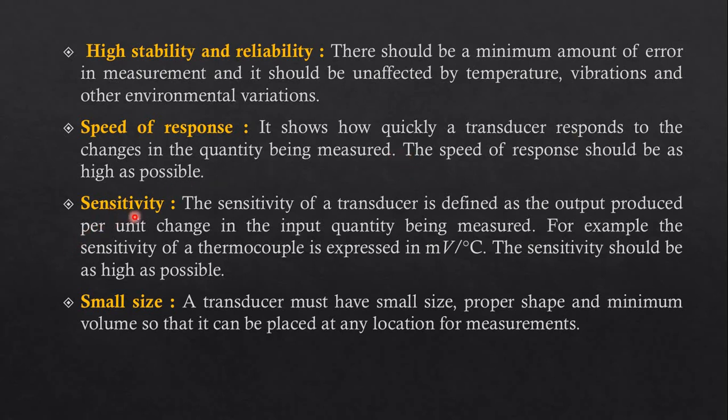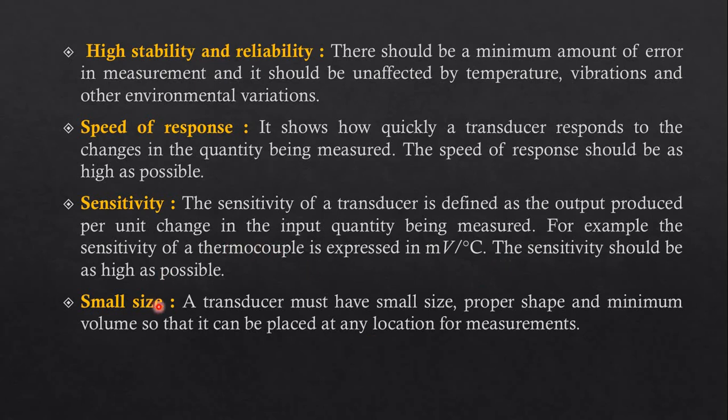Then after sensitivity, the sensitivity of a transducer is defined as the output produced per unit change in the input quantity being measured. So what is the minimum value that our transducer can sense? That is called sensitivity. For example, the sensitivity of a thermocouple is expressed in millivolt per degree Celsius. So if we change our temperature in a very small range, it is going to show us in millivolt changes. The sensitivity should be as high as possible.